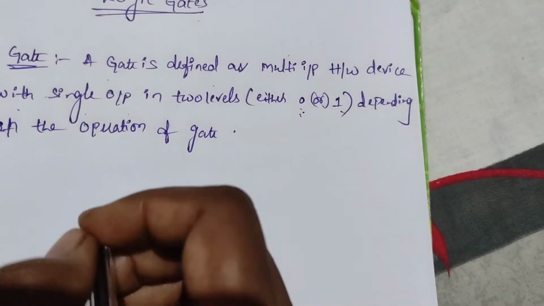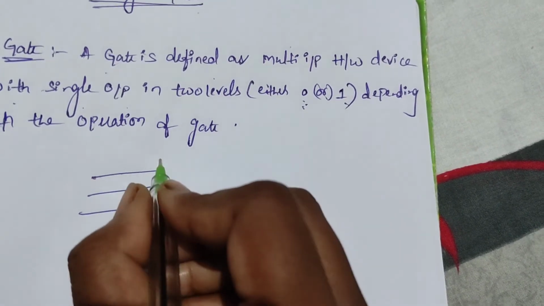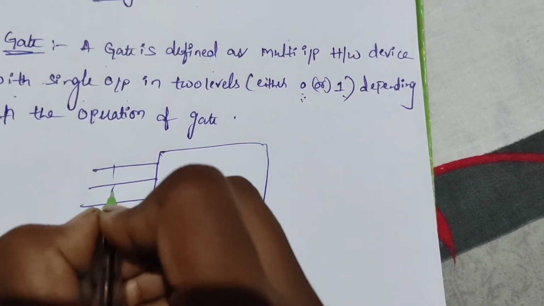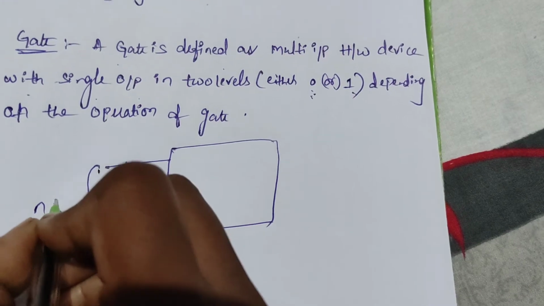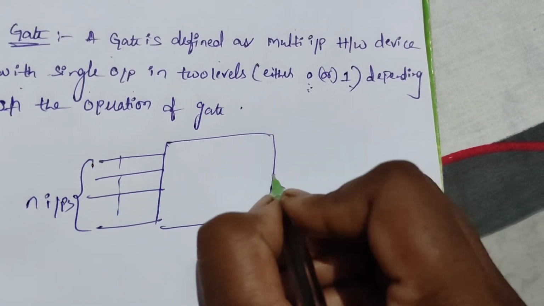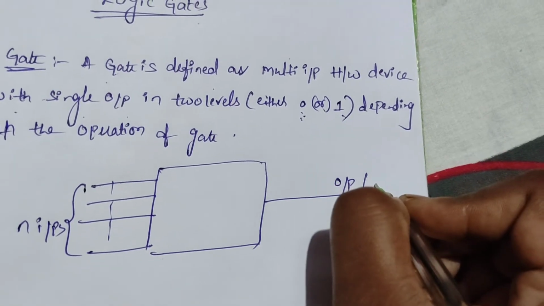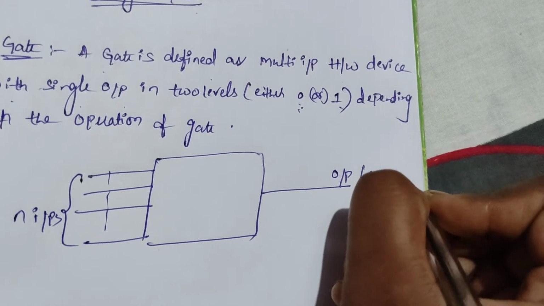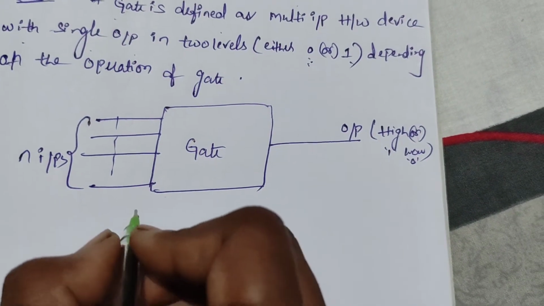So we will see the construction of a gate. Just an example. Say this is a gate structure. So here we are giving n inputs and a single output will be there. So the output can be any one, either high or low. This is the general model of the gate.